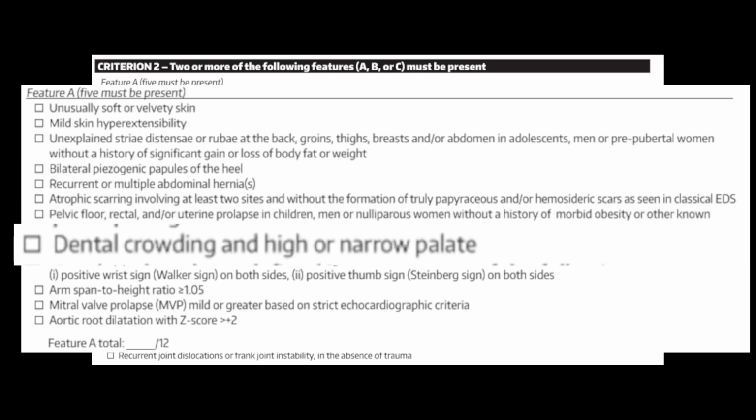Dental crowding or high or narrow palate. I qualified for that one as well. I did have orthodontia as a kid with expanders because of my narrow palate.